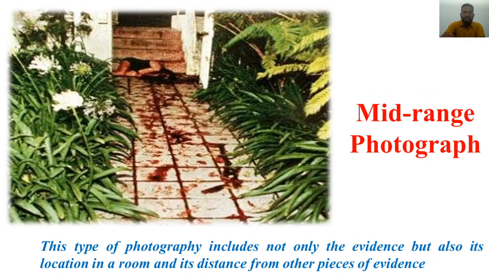The next is mid-range photograph. So here, this type of photography includes not only the evidence but also its location in a room and its distance from other pieces of evidence.